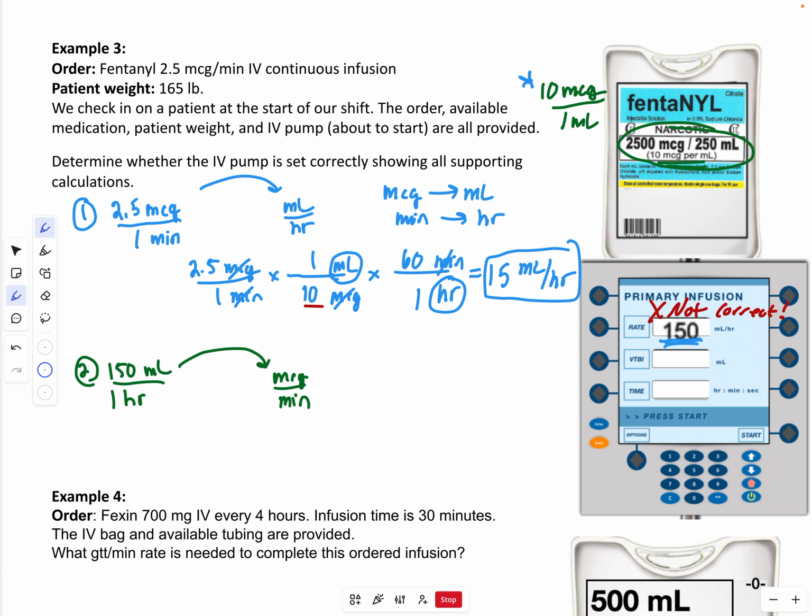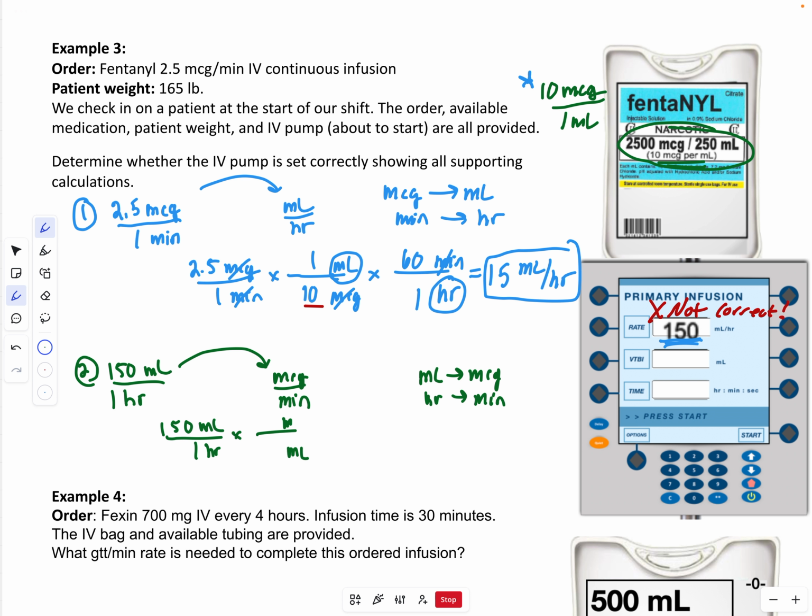This would have been a massive problem, right? So we need to be able to check things before the pump starts. Let's double check that that's accurate. Now going the other direction, let's just double check. If they're getting 150 mLs per hour, how many micrograms per minute is that? I can go from mLs to micrograms using the bag, and I can go from hours to minutes. So it's just the reverse direction.